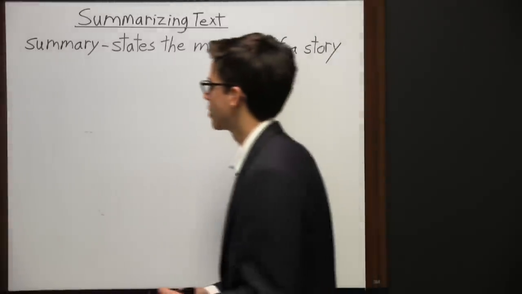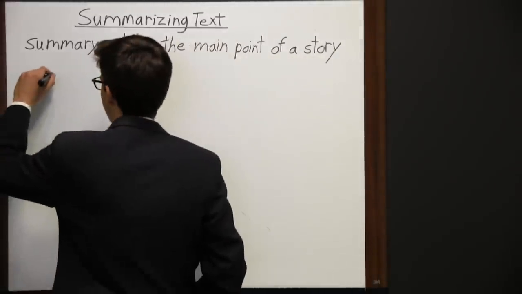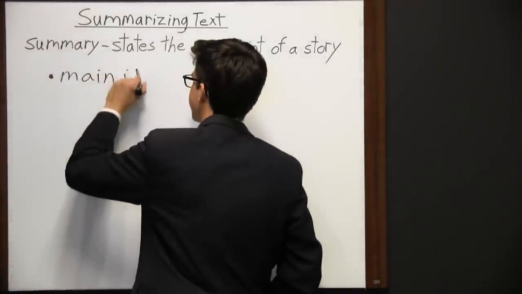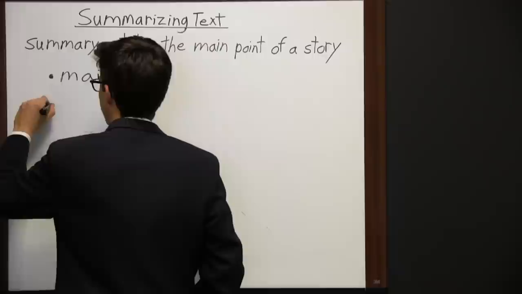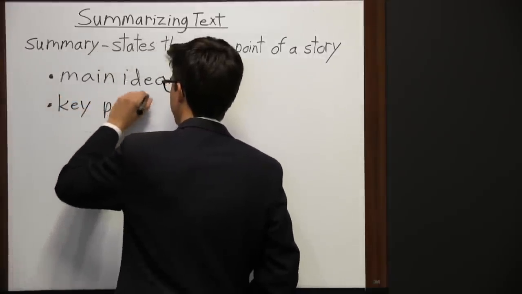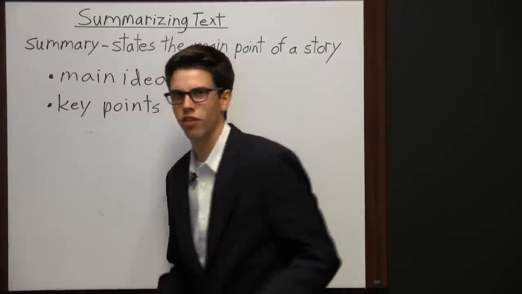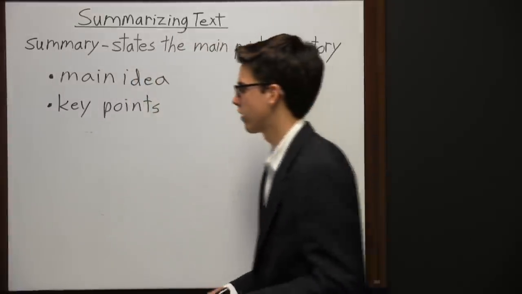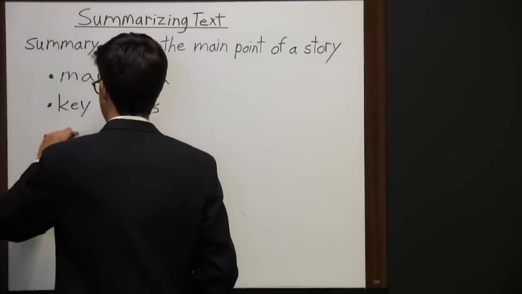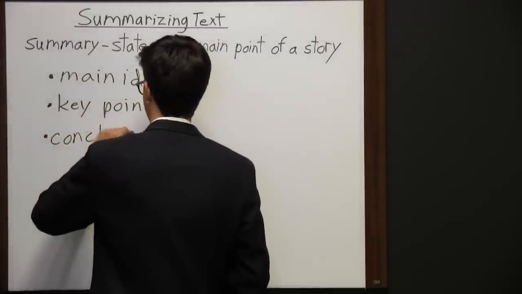So there's four main points that you should remember when writing a summary. Focus, like I already said, on the main idea of the story. Focus on the key points. In other words, you're not worried about little details. You're worried about the important things that contribute to the overall storyline. The third point is focus on the conclusion of a story.